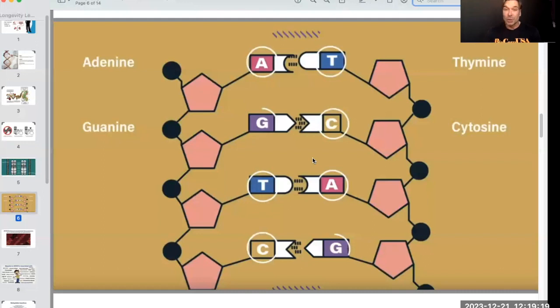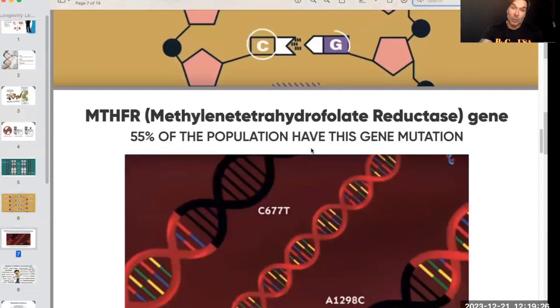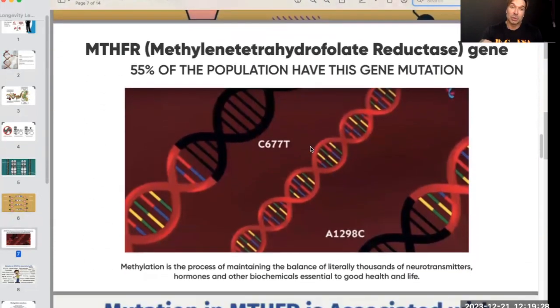It could be unique to you, or it could be passed from generation to generation. But the one we are concerned about is the most common gene mutation in the world. About 55% of the world's population have this gene mutation. It's called the MTHFR, known as methylene tetrahydrofolate reductase gene. And that gene can give you some serious troubles.